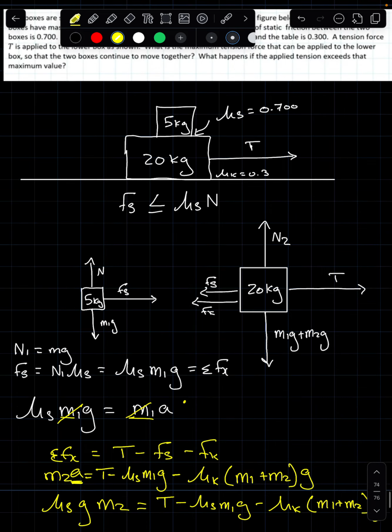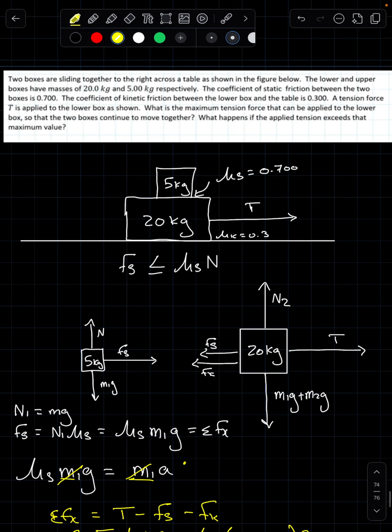So the maximum tension in this problem that can be applied to the lower box so that they both continue to move together is 245 newtons. Let's write that down. Now, if the applied tension exceeds that maximum value, this box will slip and this box will continue going forward.